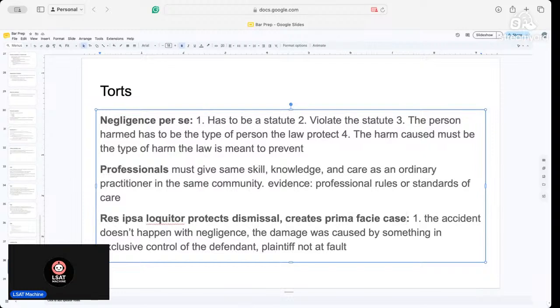So anyway, if you want to protect your negligence lawsuit from dismissal, you want to try to prove res ipsa. To prove res ipsa, you have to prove that the thing would only happen if someone was negligent, and that the defendant had control over the thing, and that it wasn't the plaintiff's fault. Okay, cool beans. All right.